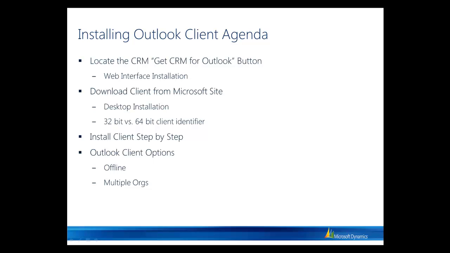In today's video, we're going to start out by locating the Get CRM for Outlook button on the web interface. We're also going to take a look at downloading the actual client from the Microsoft site and doing a desktop installation. We'll then take a look at the step-by-step process of configuring the client. And we'll also do a quick deep dive into the Outlook client options as we go through.